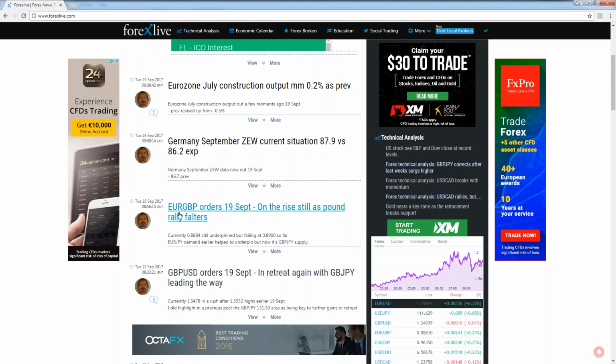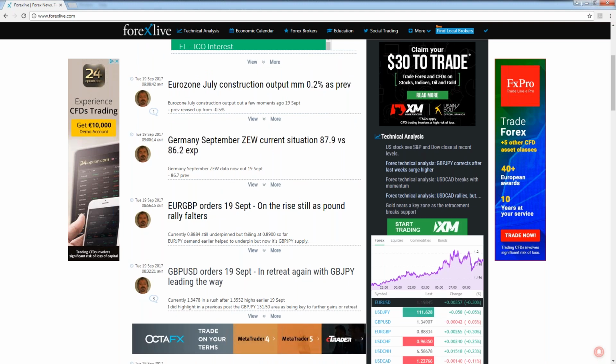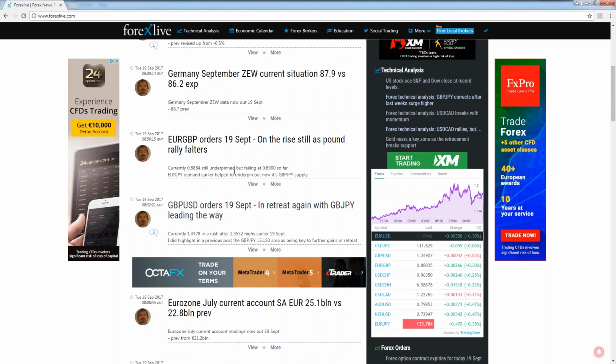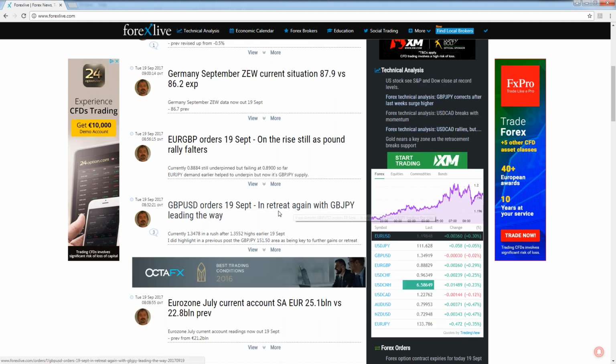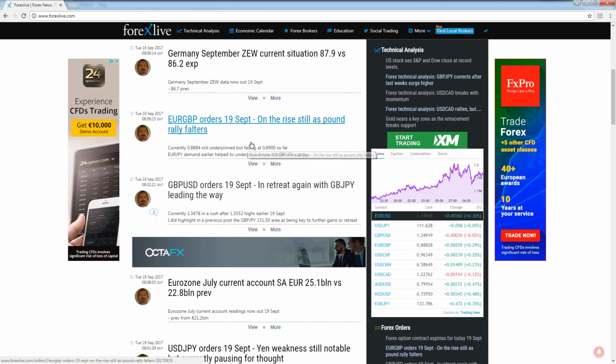Now, euro-pound orders are still on the rise as the pound rally falters, which has come off. So euro-pound orders are looking solid as well by the banks. More people are looking to buy euros now as opposed to pounds. Pound dollar orders, they're in retreat again, along with pound yen leading the way to the downside. So pound is starting to turn, isn't it?